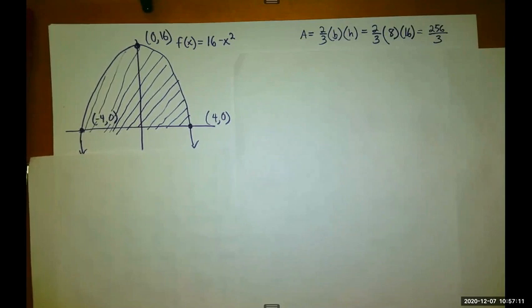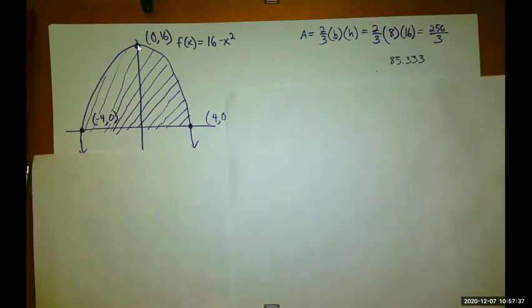I don't expect you to memorize that formula. I don't care if you think about the formula after this moment in time, but just know that that formula finds the exact area of that shape. So the base is horizontally along the x-axis from negative 4 to 4, 8 units. The height is the y-axis up to 16. So if we do 2/3 times 8 times 16, we know that the area is 256/3, or 85 1/3, 85.333, rounding correctly.